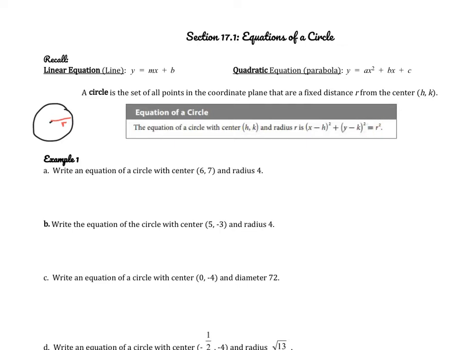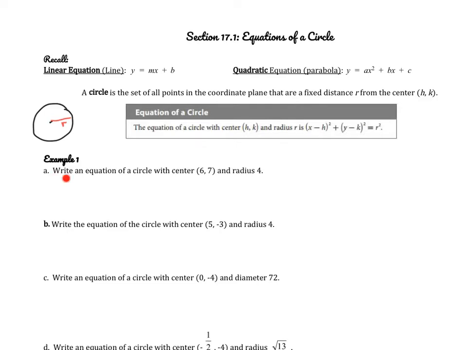So a few things to point out. If your h value is positive, you're going to see a minus sign in your formula. If either of these values are negative, these will actually turn into plus signs. So the sign that you see in your equation is actually opposite of what's actually happening at your center. The second thing I want you to be careful of is the radius. The value that you see in the equation is actually always going to be our radius squared. So make sure you keep that in mind.